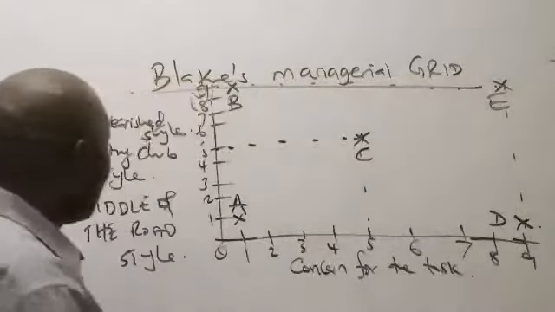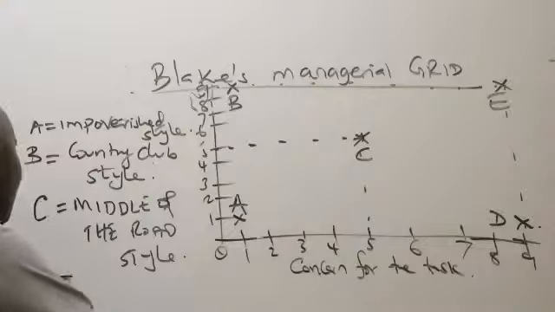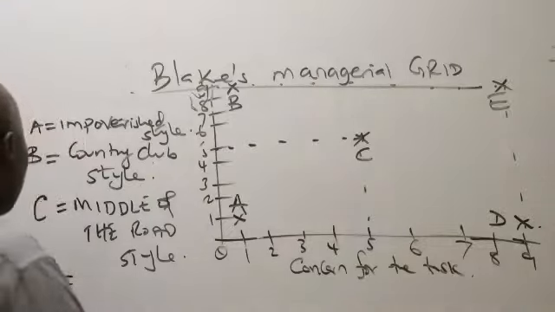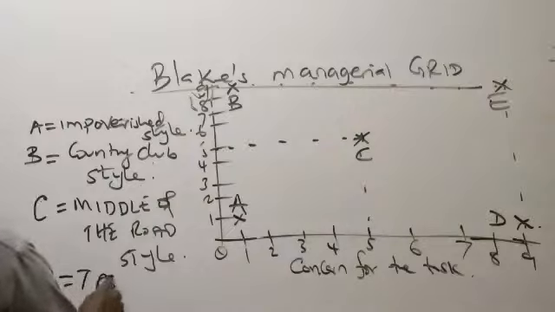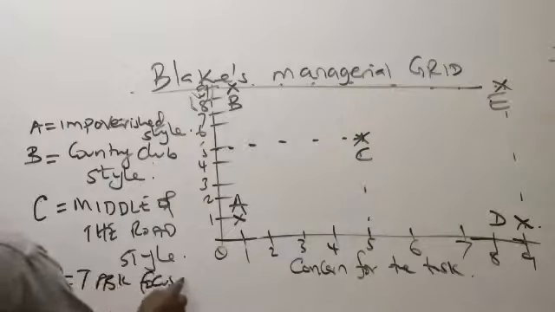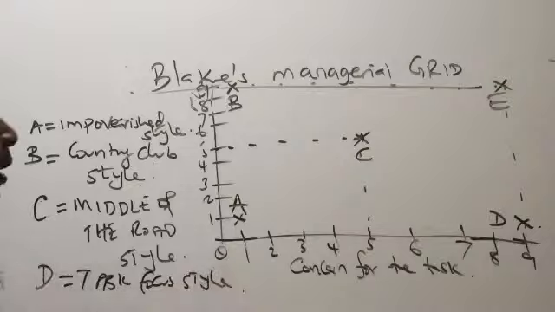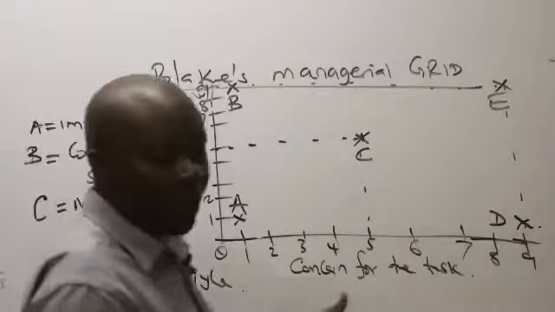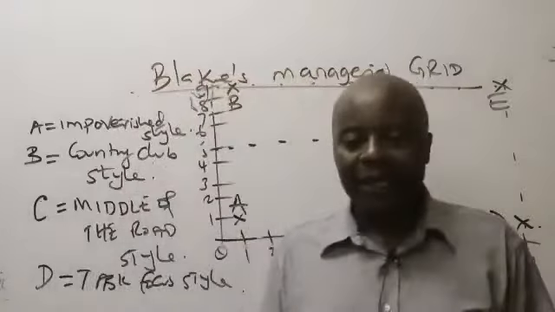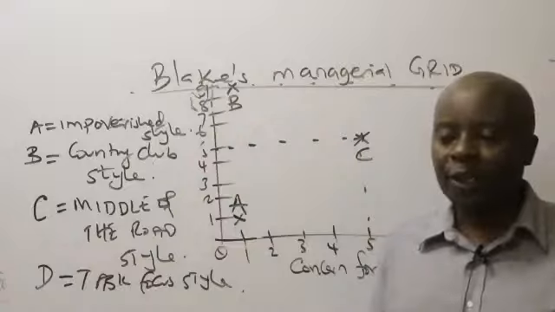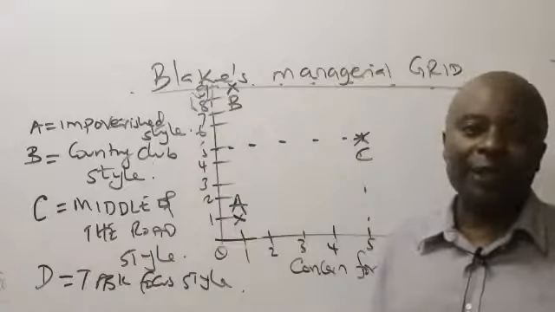And then you've got D. D is the task focus style. Here I'm only concerned with moving my tasks ahead. I want my projects to end. I'm not concerned in this case with the welfare of the employees.